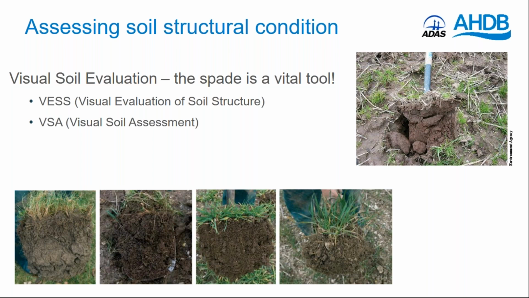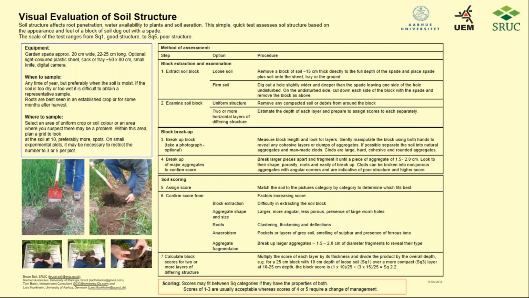So there's these two formal methods. As I said, I asked about whether you use a formal method, and it's sometimes quite good to be able to score what you see so that when you go back later in the season, you can see how that score has perhaps changed over the years. So this first method that is widely used is the visual evaluation of soil structure, developed by SRUC. And this slide shows a two-sided scorecard you can download from SRUC's website.